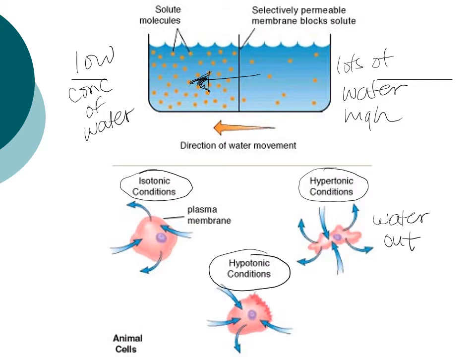Hypotonic would be that there's way more water outside than inside, right? So in this case, you're going to have water going in. And what this is trying to show you is eventually the cells will get plump and plump and plump and plump and then explode. So here's the bursting cell.